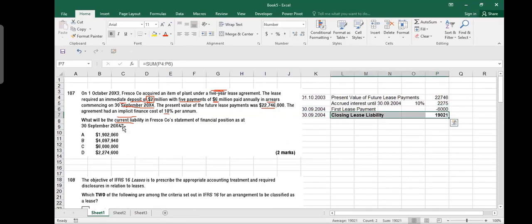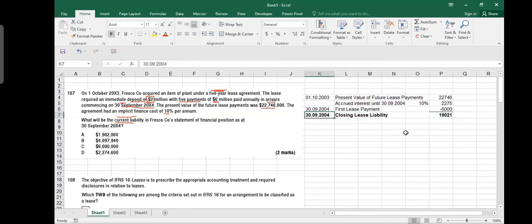Now they're asking you for 30th September 2004. So at 30th September 2004, your total lease liability is 19,021. But this is given here, but this is not going to be your answer, okay? Because you have to find out how much is your current liability, how much is your non-current liability. Now please understand, your current liability is that portion which you have to pay within the next 1 year. Sometimes students here make mistake. Within the next 1 year, how much you have to pay? 6 million. So students sometimes think that 6 million is my current liability. No, this is not your current liability.